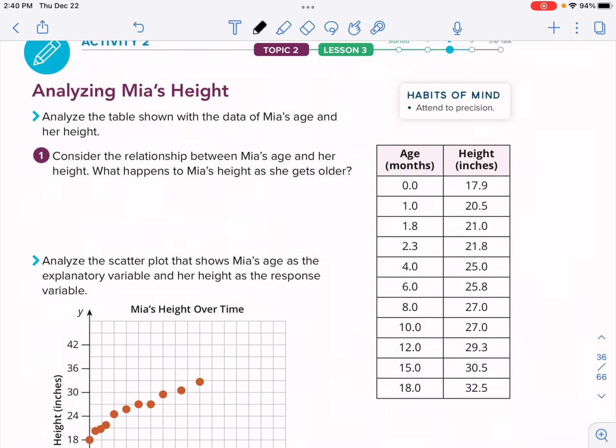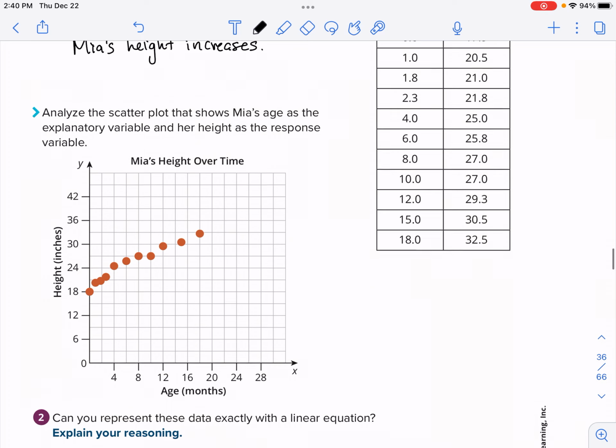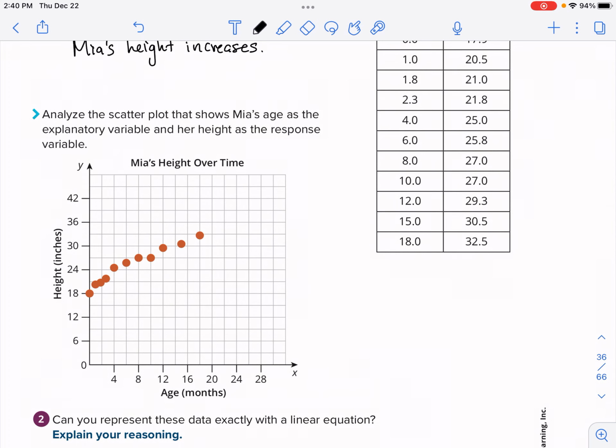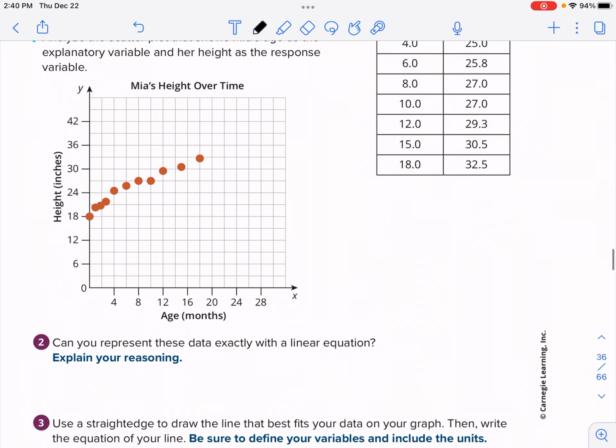So we will just say Mia's height increases, right, as she gets older. Right, and the same for, I would think, a lot of the students. So what we have here, we have a scatter plot that's taking those points from the table and graphing it on the coordinate grid. So number two, can you represent these data exactly with a linear equation?